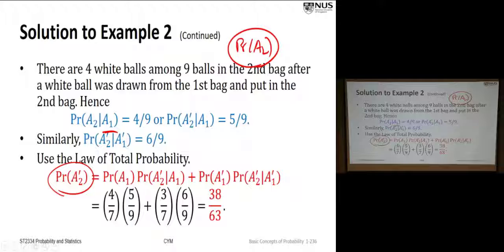All right. So we look at the chance that the ball taken from the first bag is a white ball. There's this one. Or the ball taken from the first bag is a black ball, so it's this one. So we multiply these two probabilities and add them up. So that's the conditioning. So this is the total probability. The chance of A2 complement, there are two ways to get A2 complement. One is A1, that means the ball taken from the first bag is a white ball. Or the ball taken from the first bag is a non-white ball.